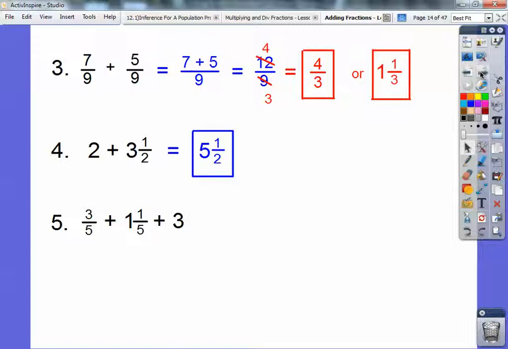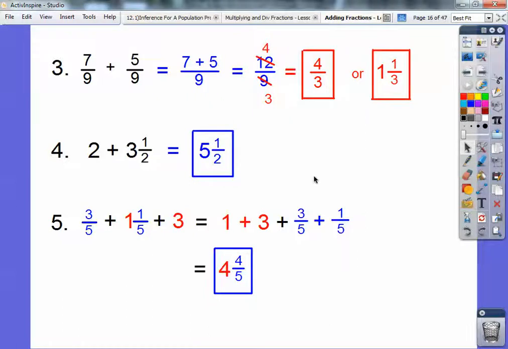You do this one here. Okay, so what I'm going to do is add the whole numbers together. So I'm adding the 1 plus 3 together. Then I'm going to add the fractions together. 3/5 plus 1/5. So 3/5 plus 1/5 is 4/5. And then these two guys add up to 4 and 4/5.